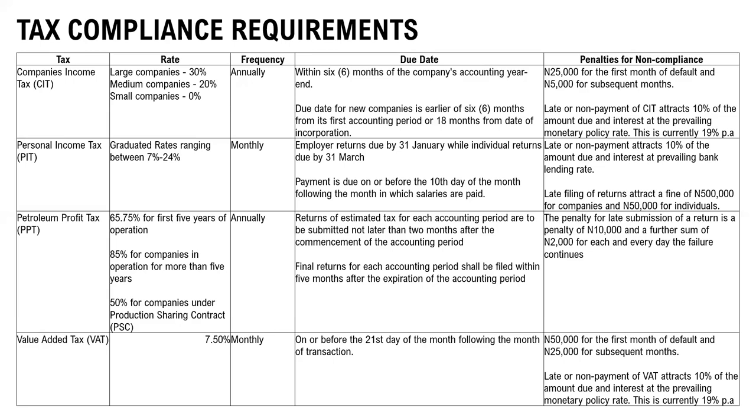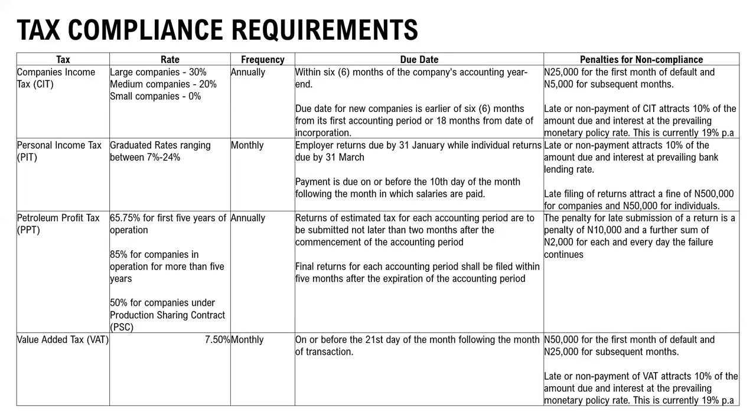For this personal income tax, the third trainer is coming to teach us the ABCs of payroll. She will also elucidate and talk more on personal income tax, anything that has to do with payroll. My own is just to, as I said earlier, give you an overview of what all the taxes are. Then also we have petroleum profit tax: 65.75% for the first 5 years of operation, 85% for companies in operation for more than 5 years, then 50% for companies under PSC, right? Then the due dates, the frequencies annually, then the penalties for non-compliance.